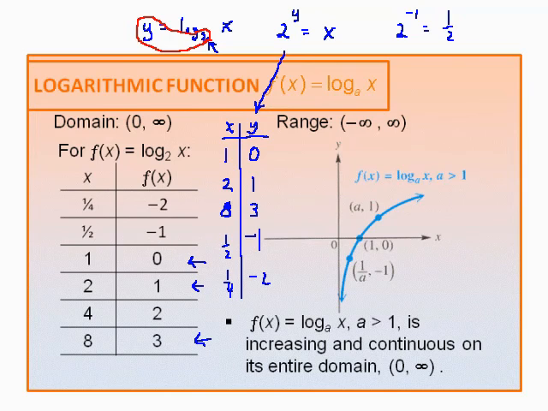And notice it says it's increasing and continuous for its entire domain, and the domain of this creature is 0 to infinity. So notice the x values, the asymptote here, the VA, and let me go ahead and put that back in green, is here. It will never cross or touch. So this is the basic logarithmic graph for when a is greater than 1 here. And of course, in this example, a was 2.